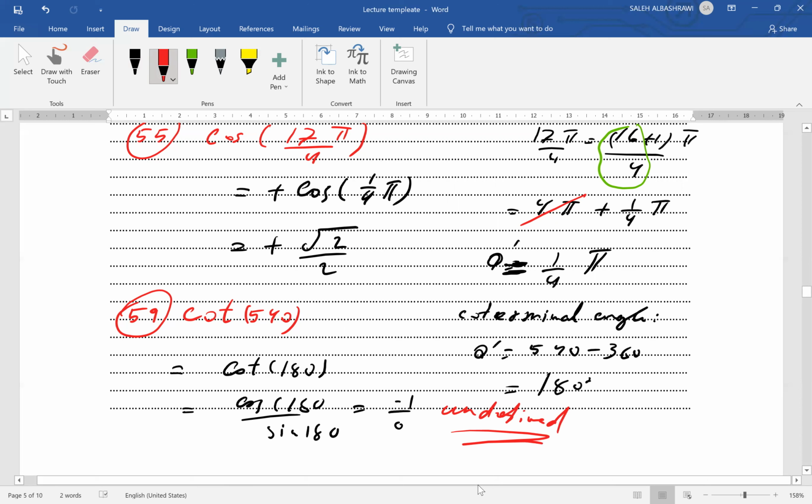So this is how to find the exact value for angles given in the second, third, or fourth quadrant, or greater than 360. If these are less than 360, all we need is to find the reference angle. If it is greater than 360, or greater than 2 pi in radians, we need to find the coterminal angle and then determine which quadrant to find the reference angle. Then we can find the exact value, whether it is positive or negative, depending on the quadrant.